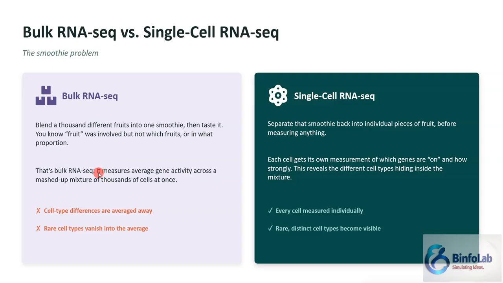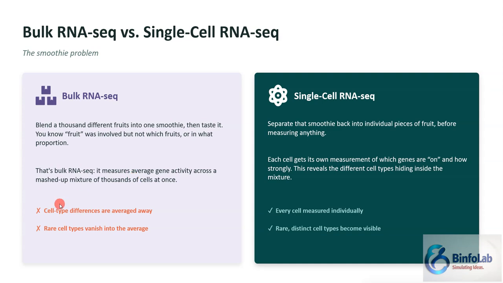Once you perform bulk RNA sequencing, during the analysis we normally take the average gene activity across a mashed up mixture of thousands of cells at once. Because in bulk RNA sequencing, I will use the word crushing, we are crushing a tissue, and you have a bulk of genes, so during the analysis we are measuring the average of gene activity.